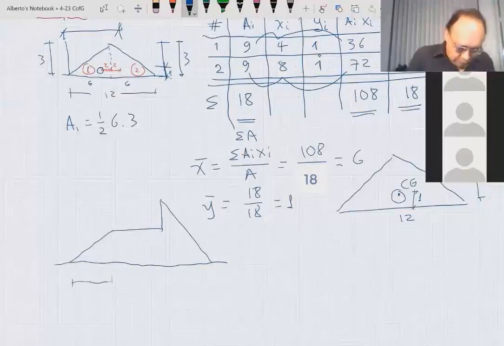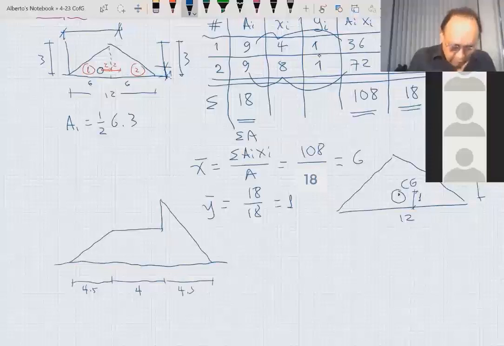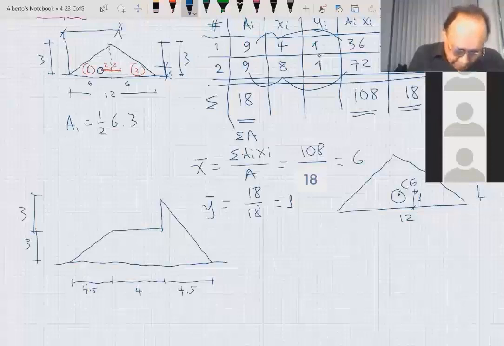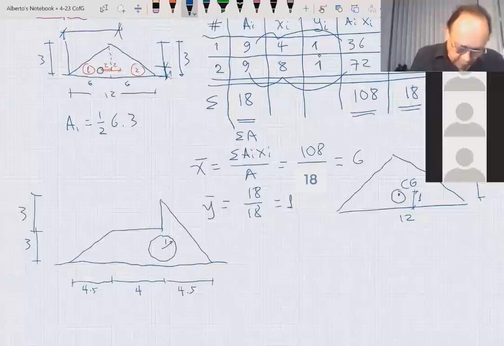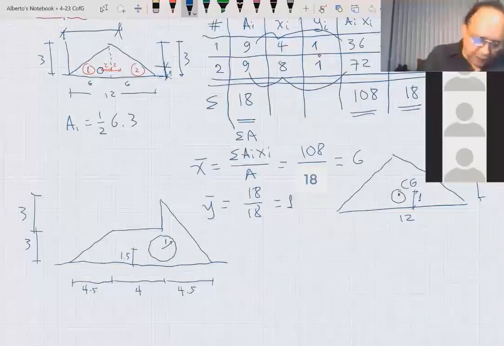Let's say this is 4.5. The figure is not very good at scale. Let's say this is 3. And let's say that it has a hole right in the middle here. The radius of the circle is 1, and the center is at 1.5. Okay, so we have this case.